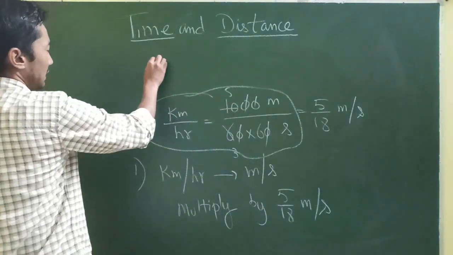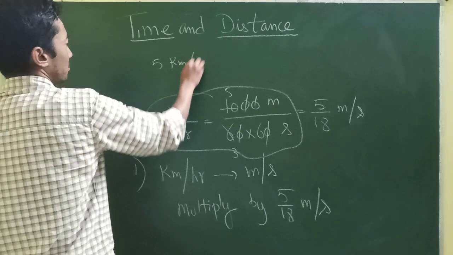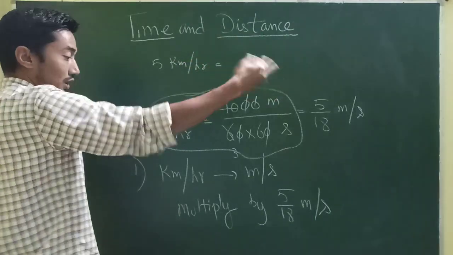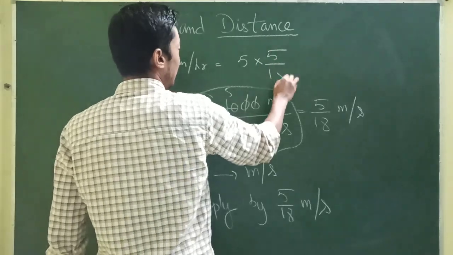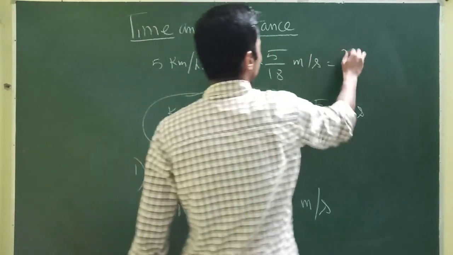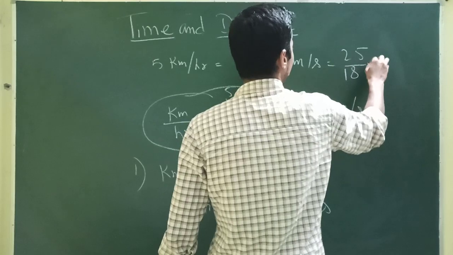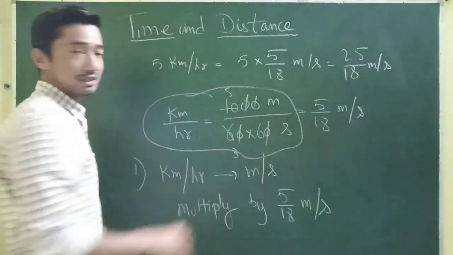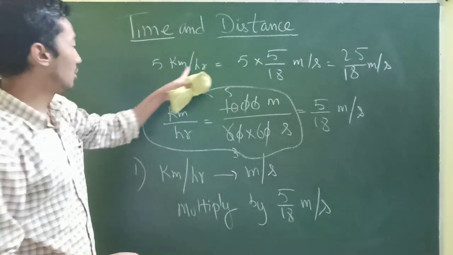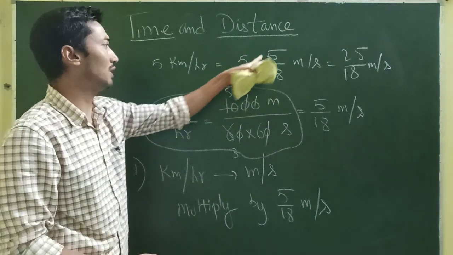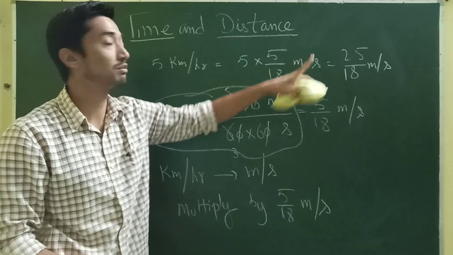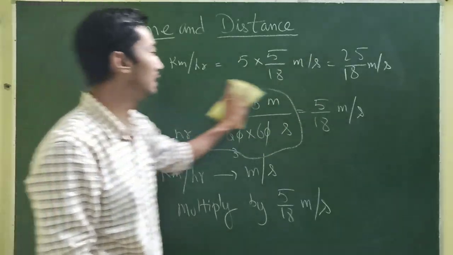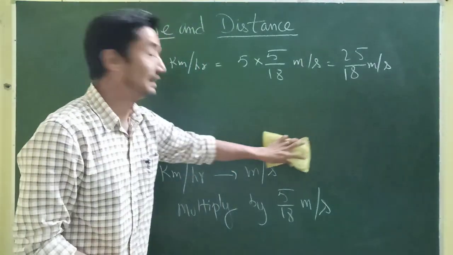For example, let's say 5 kilometers per hour. You want to change it to meters per second. All you have to do is 5 into 5 by 18 meters per second. So that's going to be 25 by 18 meters per second. That's very quick, isn't it? You just multiply that unit by 5 by 18, which is equal to 25 by 18 meters per second.